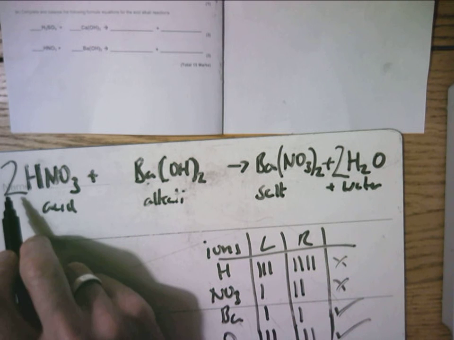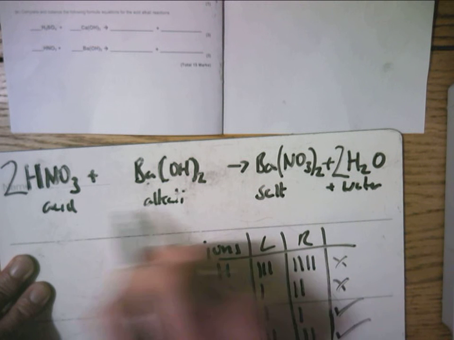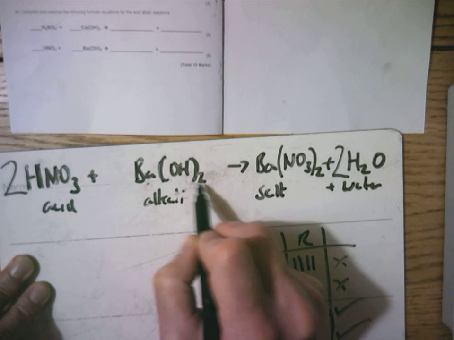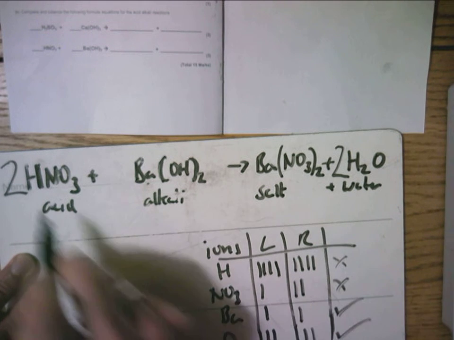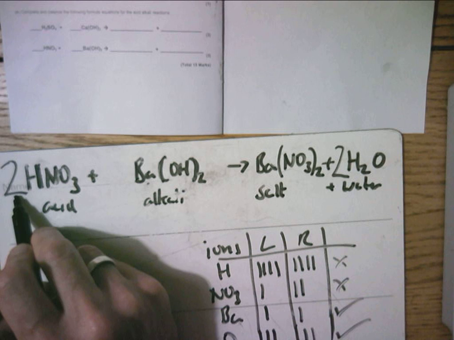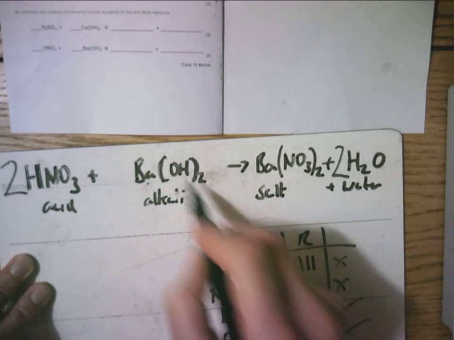How many hydrogens have I now got? Well, I've got 2 times 1 is 2 there, plus my 1 times 2 there. 2 plus 2 is 4. How many nitrates have I got? Well, I've got 2 times 1, I've got 2 nitrates. My barium stays the same, and my oxygen stays the same.